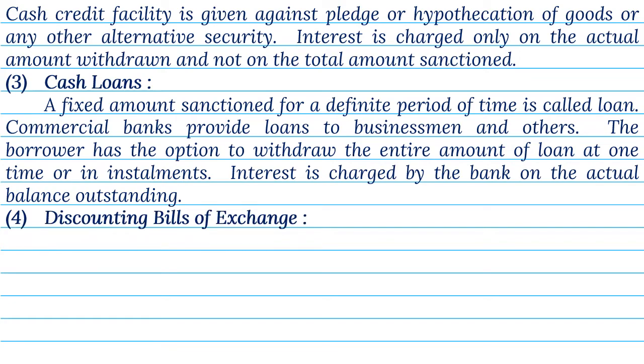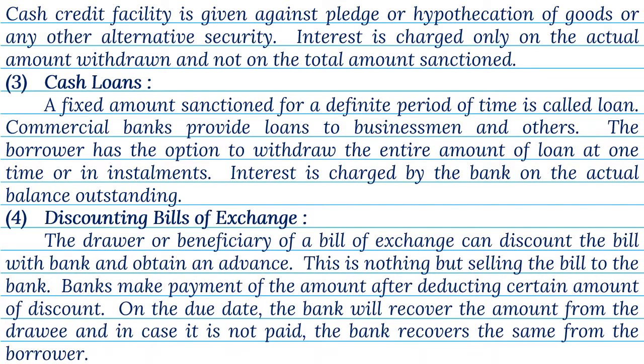4. Discounting bills of exchange. The drawer or beneficiary of a bill of exchange can discount the bill with bank and obtain an advance. This is nothing but selling the bill to the bank. Banks make payment of the amount after deducting certain amount of discount. On the due date, the bank will recover the amount from the drawee, and in case it is not paid, the bank recovers the same from the borrower.